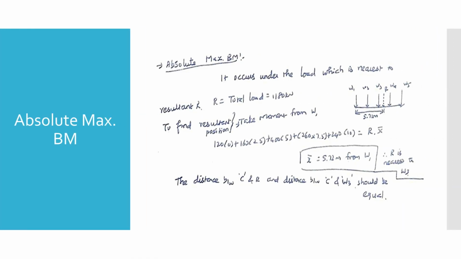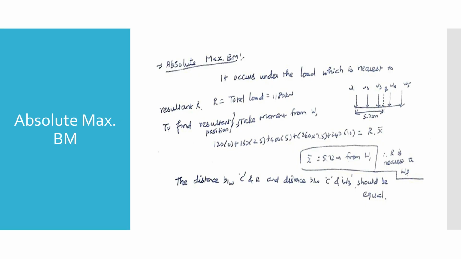To accurately determine where the worst-case bending stress occurs, we must first establish the overall behavior of the load system. This requires us to calculate both the total magnitude and the exact geometric position of the single resultant force, represented as R. By summing up all 5 individual wheel loads, we find that the total concentrated force equals 1,180 kilonewtons.